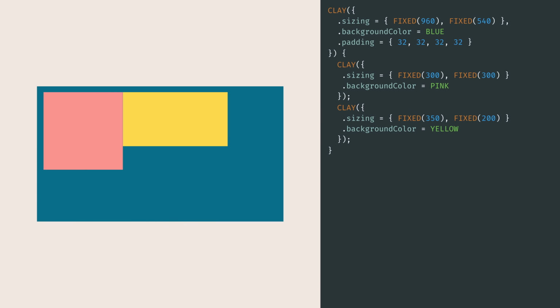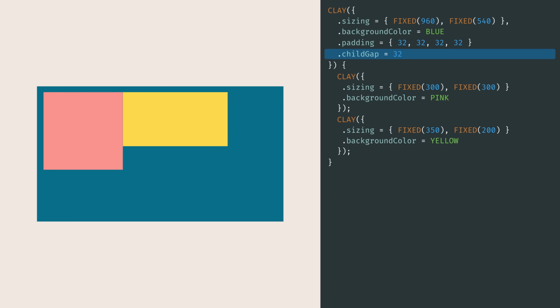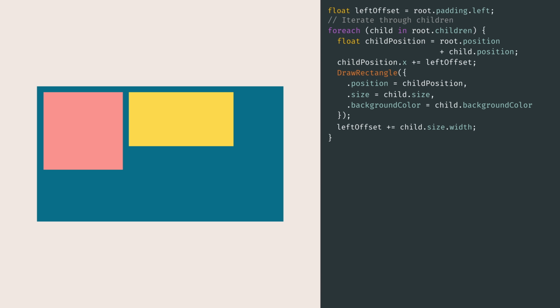I like that our outer rectangle has some padding, and I'd like there to be some space between my child elements as well. The way we handle this in Clay is by using the child gap property. Child gap automatically inserts a gap in between child elements in the direction of the layout, so a horizontal gap for left to right, or a vertical gap for top to bottom. The way that we implement this doesn't require any new machinery at all.